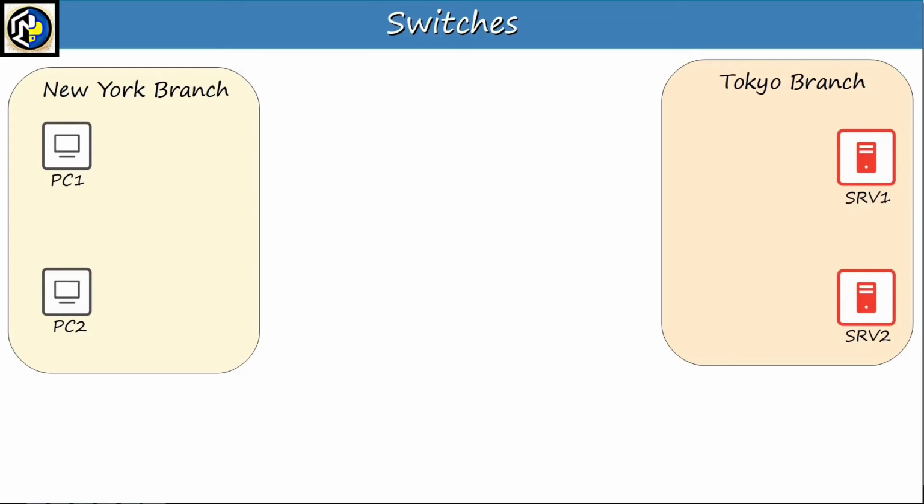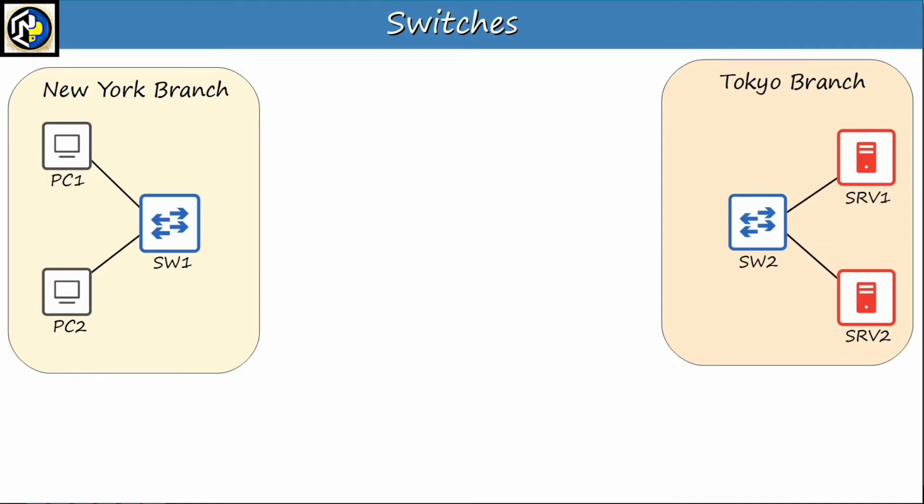Let's say this is a network for an enterprise, and this enterprise has a branch in New York and a branch in Tokyo. Of course, a real enterprise branch will have more than just a couple PCs or a couple servers, but I also couldn't fit an entire network on this one slide. Now, typically, you don't connect end hosts like PCs or servers directly to each other. You aggregate the connections to a device called a switch.